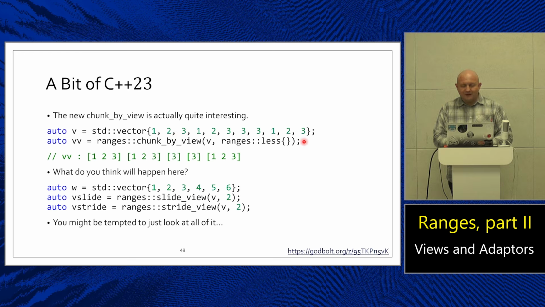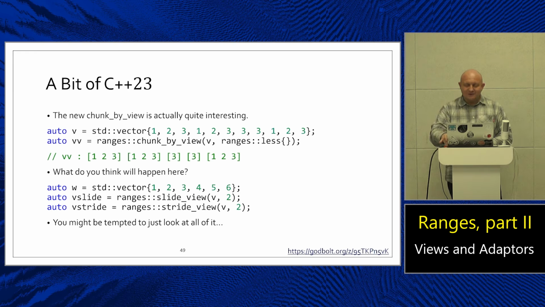Here we go. In this case, the predicate is ranges less, so elements are grouped while the sequence keeps increasing. So 1, 2, 3 are grouped, and now 1 is less than 3, so we are chunking here. 1, 2, 3 is the first group, 1, 2, 3 is the second group, then 3, 3, 1, 2, 3. And this chunk by view, as a result, doesn't give us fixed size chunks. We get runs that depend on the data itself. So instead of slicing by indices, we are slicing by structure.